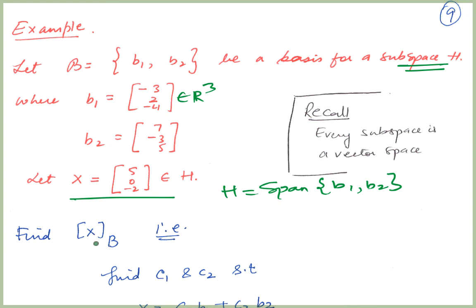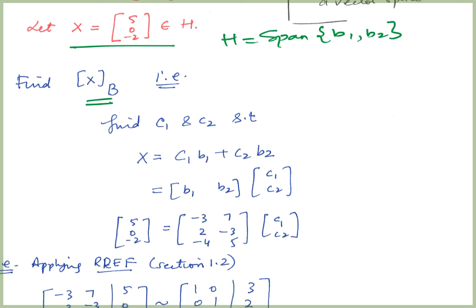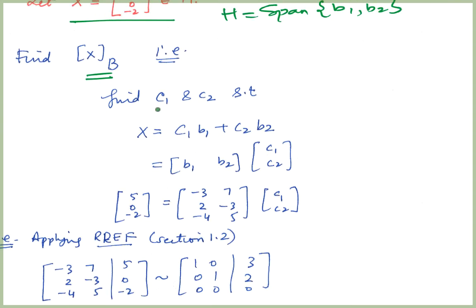We are asked to find the coordinate vector of x relative to this basis set B. Okay. So in other words, what am I saying? Hey, can you give me those scalars? That's what my question is. Can you give me the scalars C1 and C2 such that x can be written as a linear combination of the basis set with respect to C1 and C2? That means x can be written as C1b1 plus C2b2. This, guys, remember, is a vector equation. We're looking for the C1s and C2s.